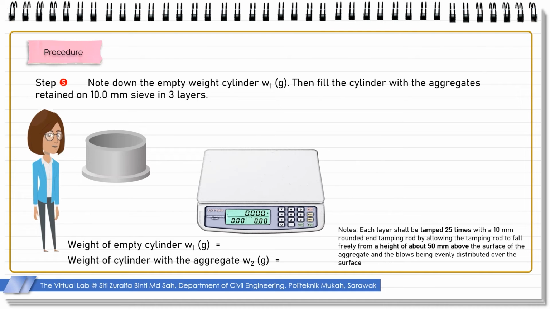Step 5. Note down the empty weight of cylinder, W1 gram, then fill the cylinder with the aggregates retained on 10.0 mm sieve in 3 layers. Step 6. Note down the weight of the cylinder with aggregate, W2 gram. Each layer shall be tamped 25 times with a 10 mm rounded end tamping rod by allowing the tamping rod to fall freely from a height of about 50 mm above the surface of the aggregate and the blows being evenly distributed over the surface.